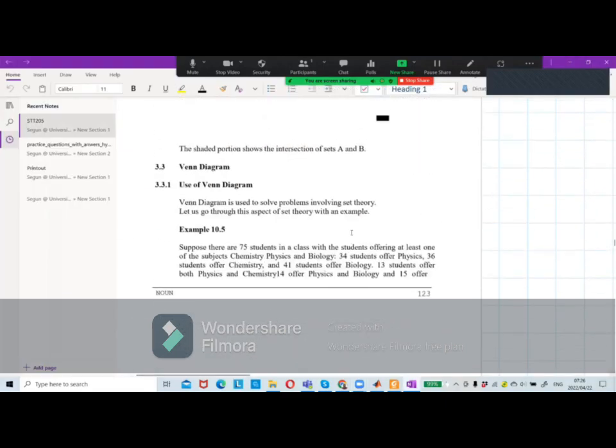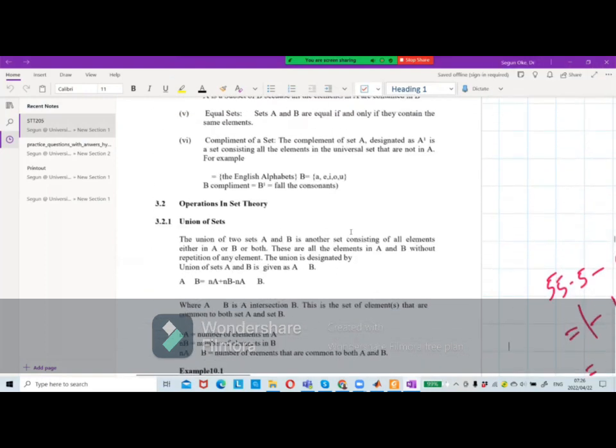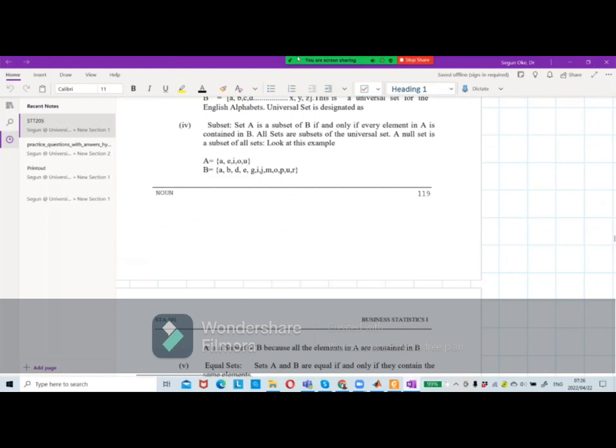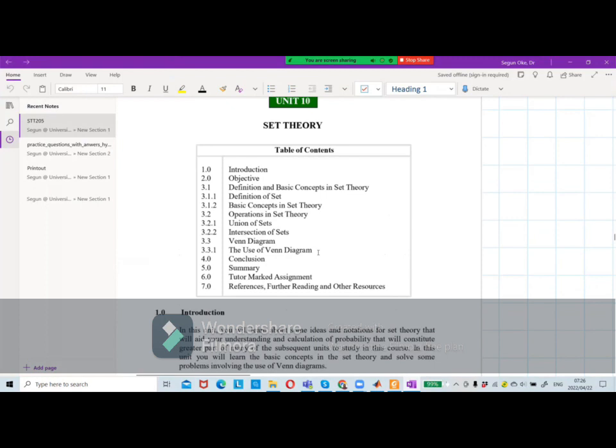So here we go. Shegun Oka is my name, and today we'll be talking about set theory. I believe you can see my screen. The basic things we need to cover in this unit are the definition of the set, the basic concept of set theory, and the operations involved in set theory: the union set, intersection set, Venn diagram, the use of Venn diagram, and conclusion.